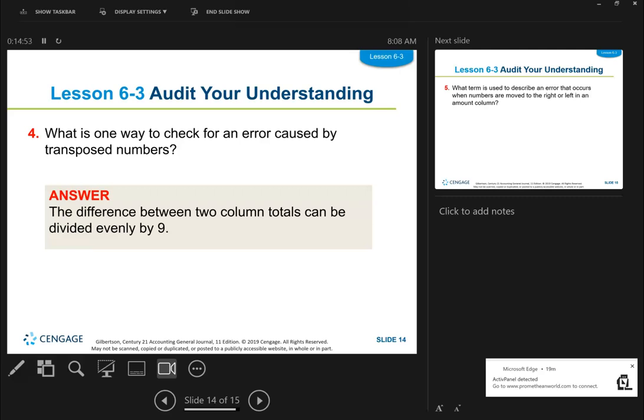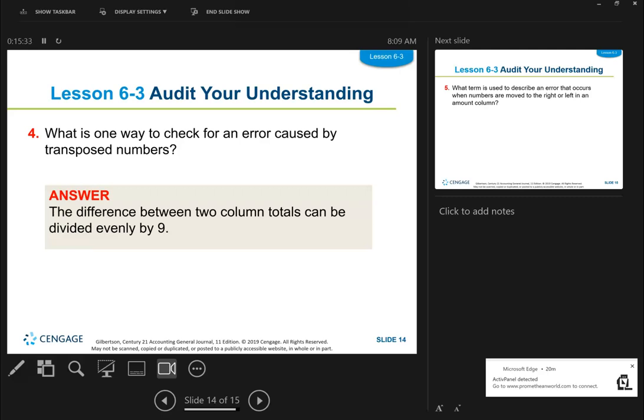So think about 21 and 12, right? Those are two transposed numbers. If you take the difference of them, we get 9. If I did 23 and 32, you take the difference of them, you get 9. Would not have thought about that, but that seems to be a definite method for finding transposed numbers, or if that's the error anyway. That's always 9, or a multiple of 9.